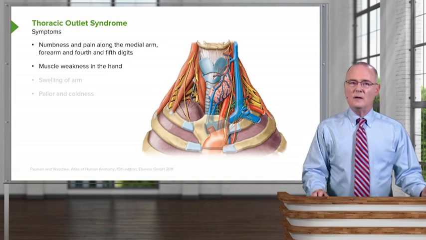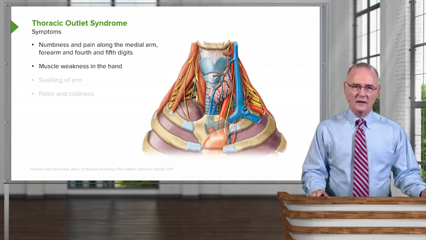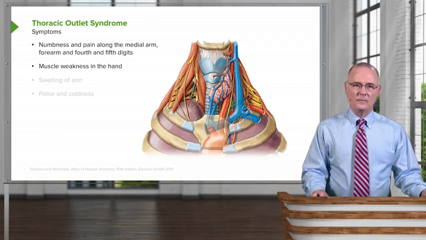Another symptom is muscle weakness in the hand. The intrinsic muscles are innervated by T1, and so if there's compression of the inferior trunk, then you can also have muscle weakness of these intrinsic muscles.